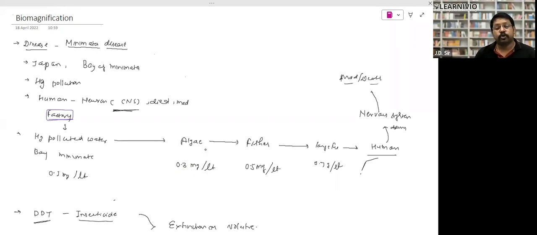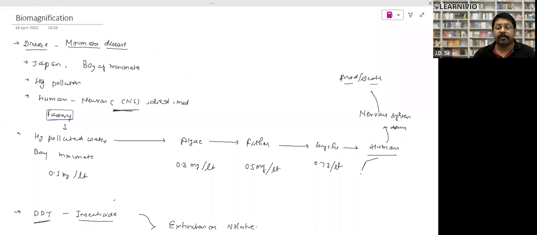Then fishes used to eat the algae. Now from the body of the algae, it is transferred to the fishes. Now in the fishes, there is 0.5 milligram per liter. Now the fishes are eaten by human, right? In the larger fishes, it becomes 0.7 gram per liter. These mercury polluted fishes were eaten by human.